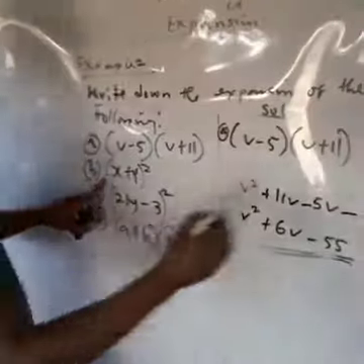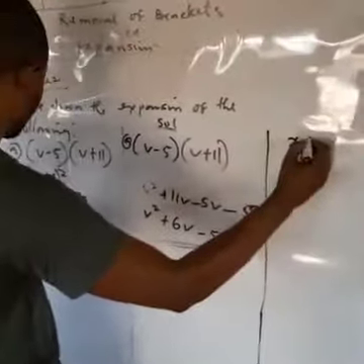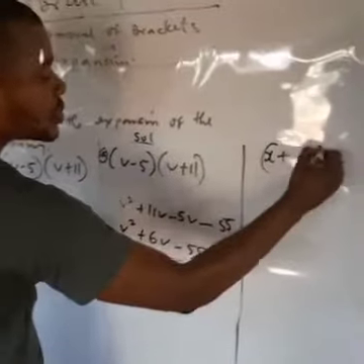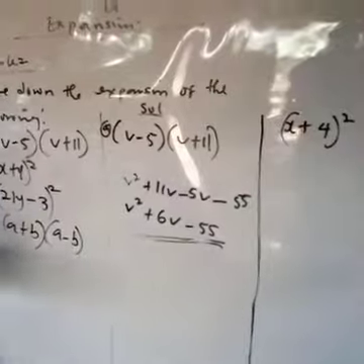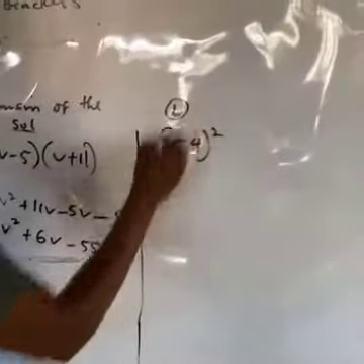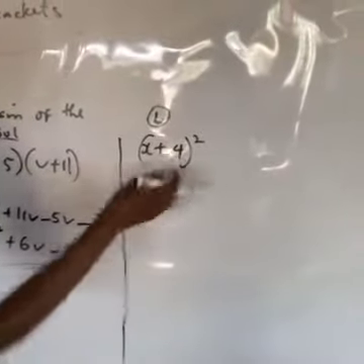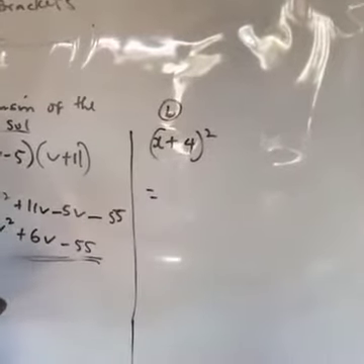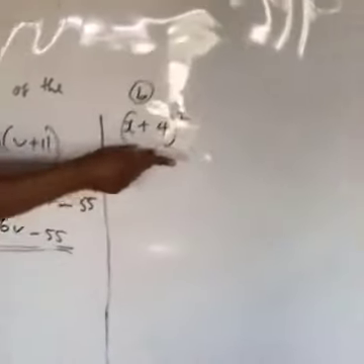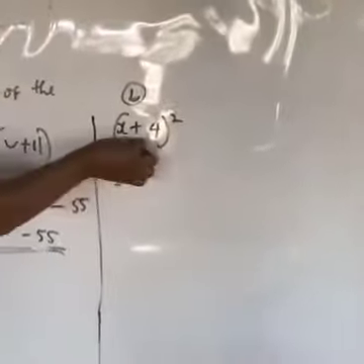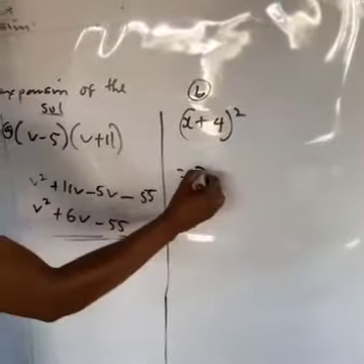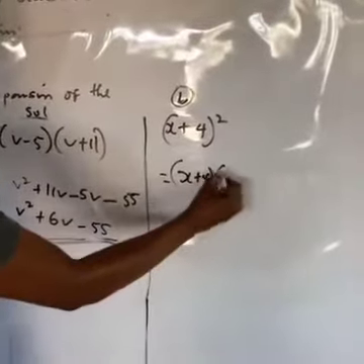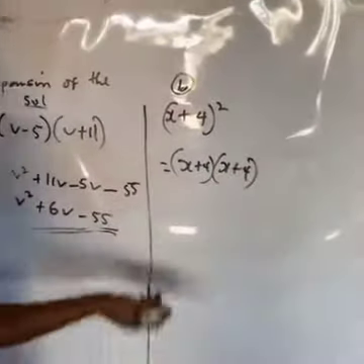B says (x + 4) squared. Now how do we solve this? This is B. Our answer here is what? This one, x plus 4. The meaning of x plus 4 in bracket squared is that we have to write x plus 4 in 2 places. That is x plus 4, x plus 4, in 2 places. That is the meaning of this.